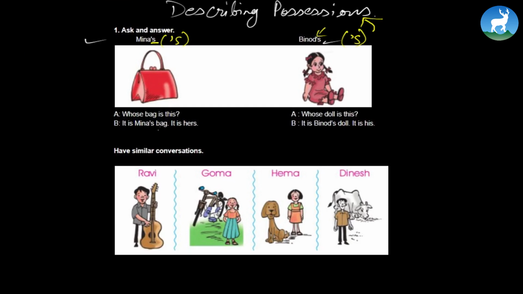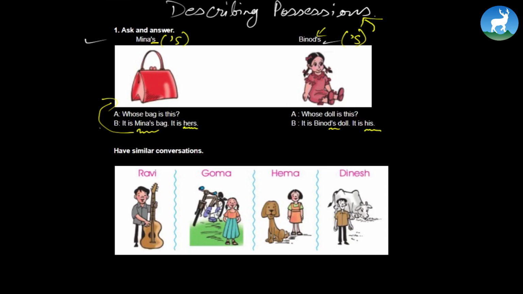So here's Mina's. Whose bag is this? It is Mina's bag, meaning the bag belongs to Mina. It is hers. Now, Binod's. Whose doll is this? It is Binod's doll. It is his. And also, do take care of hers and his. They also show belongings. Okay? So this is the conversation here.